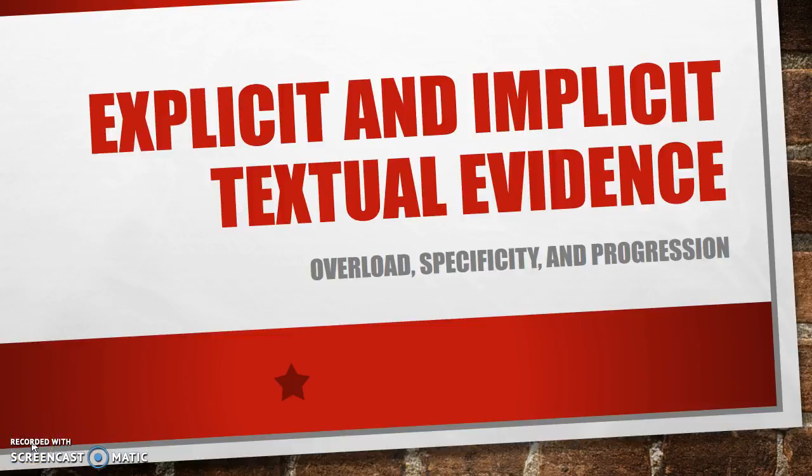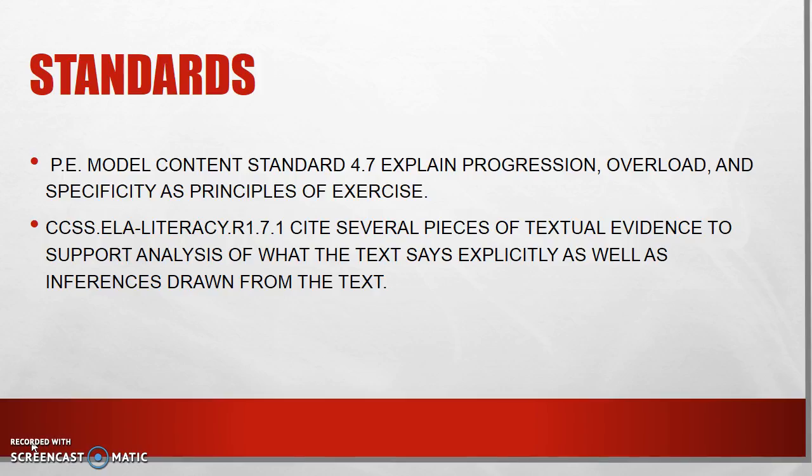All right, so we are almost finished with our 2-day lesson on overload, specificity, and progression. We're going to be looking at citing explicit and implicit textual evidence. Standards are, for PE, explain progression, overload, and specificity as principles of exercise. And for ELA, cite several pieces of textual evidence to support analysis of what the text says explicitly, as well as inferences drawn from the text.